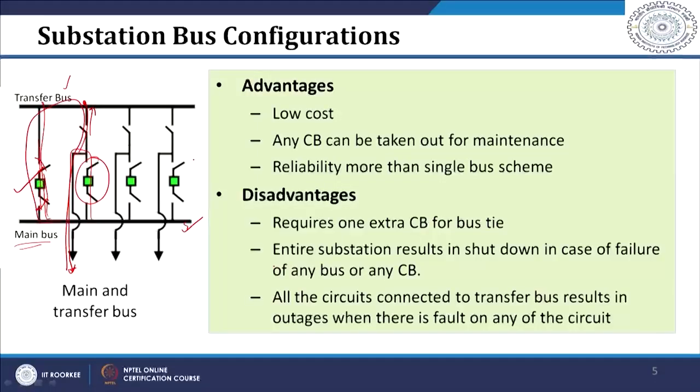Then all the circuits connected to the transfer bus result in outages when there is a fault on any of the circuits. Since in this case these circuits are not protected by a circuit breaker, whenever there is a fault on one of the lines, you need to open this circuit breaker here, and because of that, all the circuits which are connected to the transfer bus will go out of the circuit. These are the disadvantages of this particular scheme, which is the main and transfer bus arrangement.